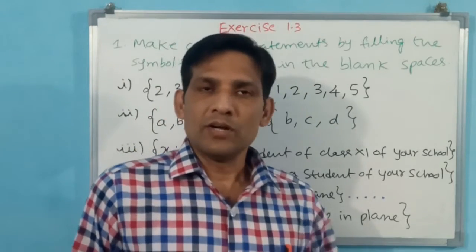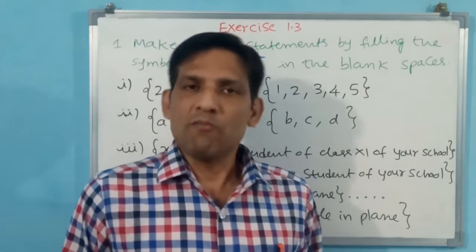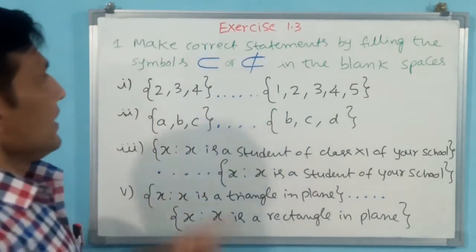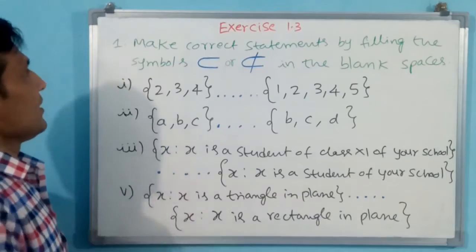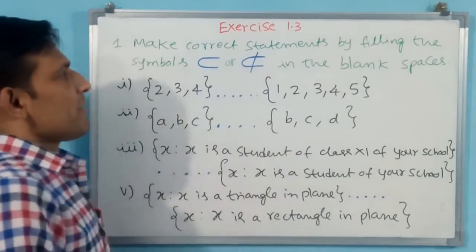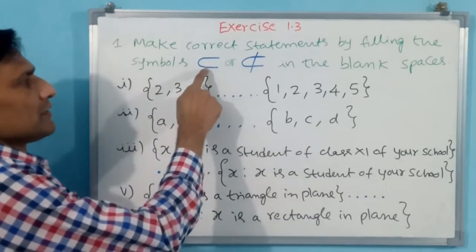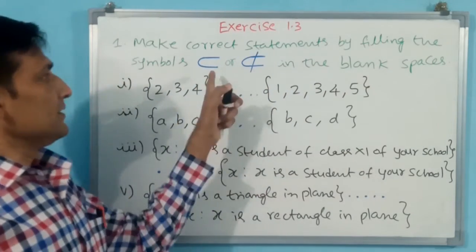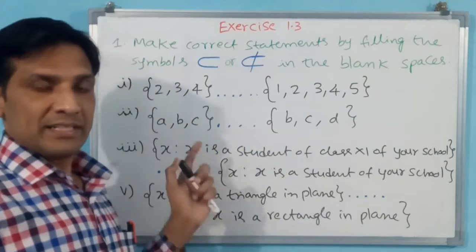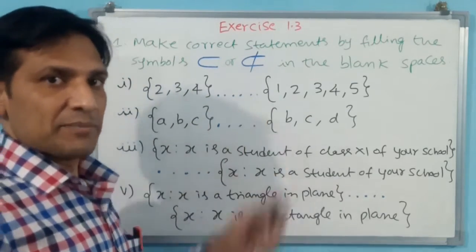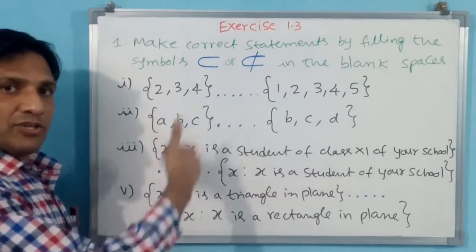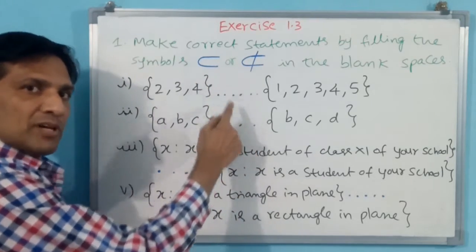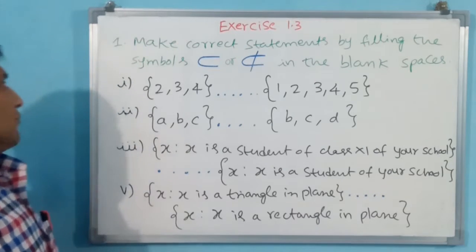Dear students, now we go for exercise 1.3 on sets. See exercise 1.3, first question: make correct statements by filling the symbols subset or not a subset in the blank spaces. This is subset and not a subset. We have already learnt these concepts. Now we see each question, what will come in the blank space, whether subset or not a subset. Okay, we will see.